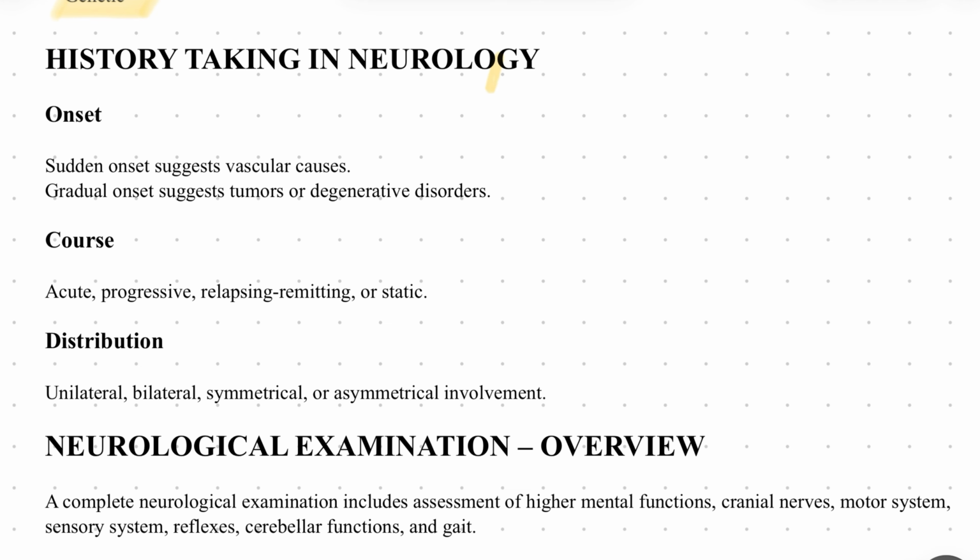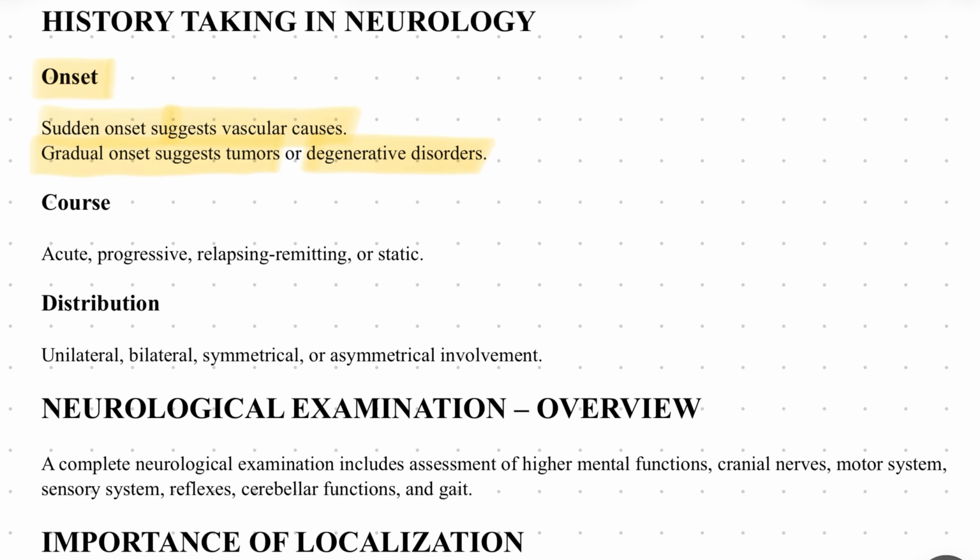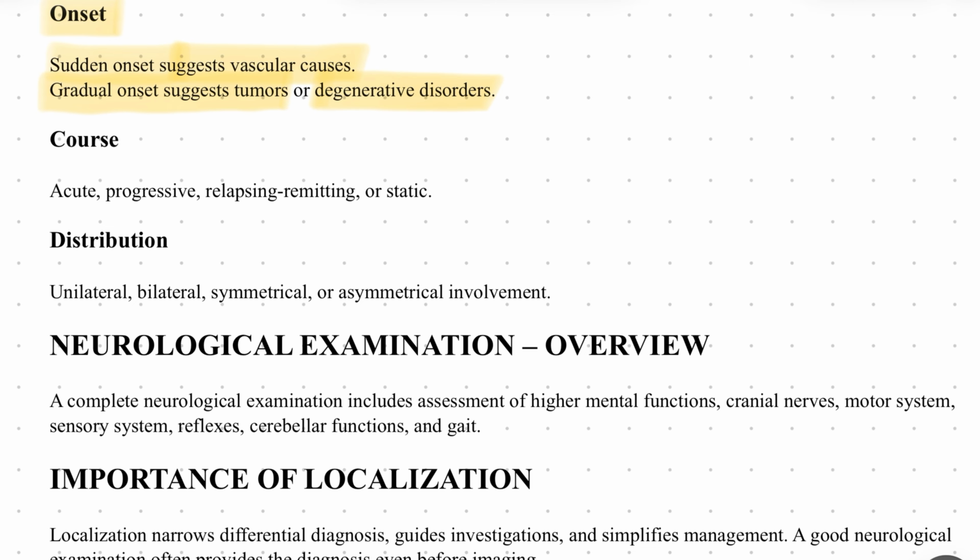and even in internal practicals. So, history taking in neurology, onset: sudden onset suggests vascular causes. Gradual onset usually suggests tumor or degenerative disorder, because tumor and degenerative disorders require time to grow, they need time. So gradual onset usually makes us suspect tumors and degenerative disorders. Vascular: a clot may come from somewhere, deposit, and cause the symptoms suddenly.